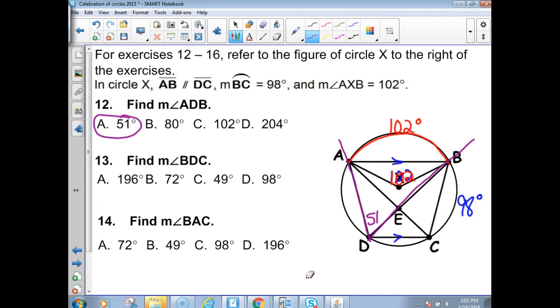Find angle BDC. BDC intercepts the 98-degree arc. So what's half of 98? That's 49.